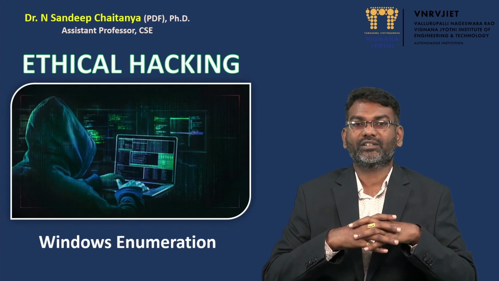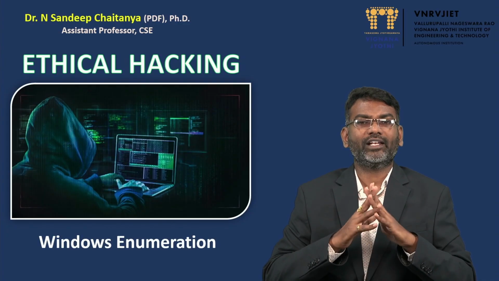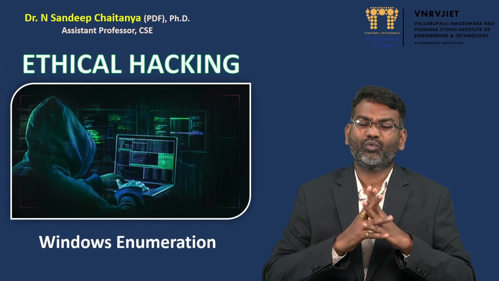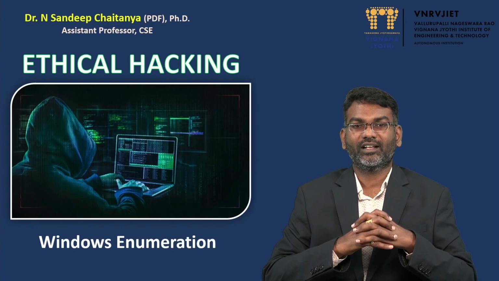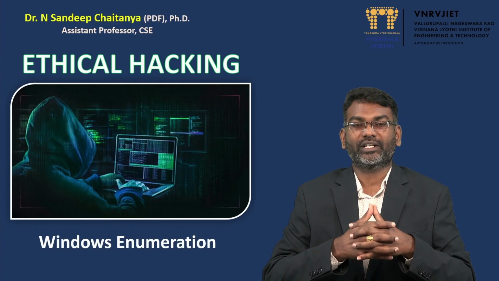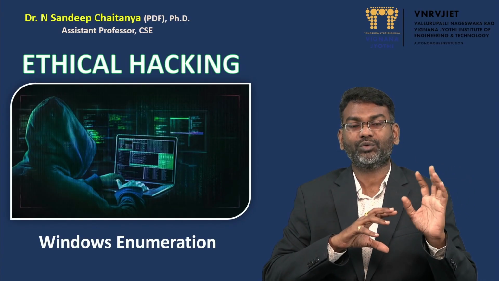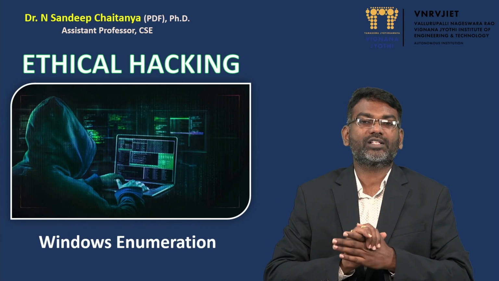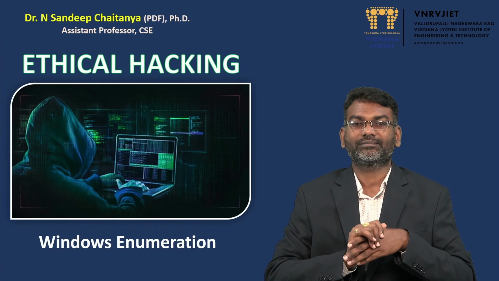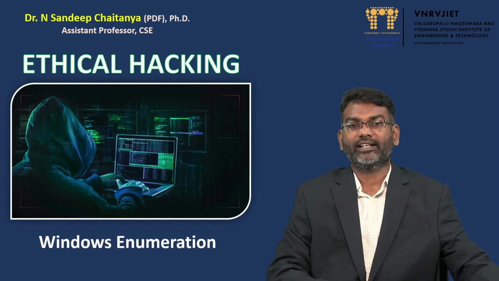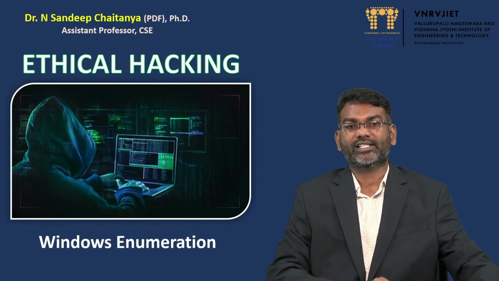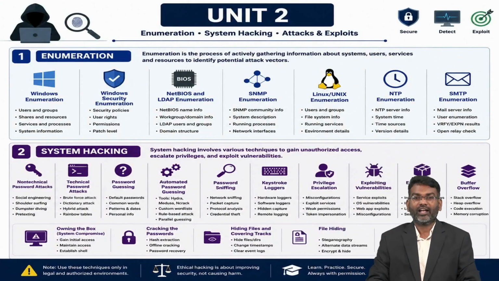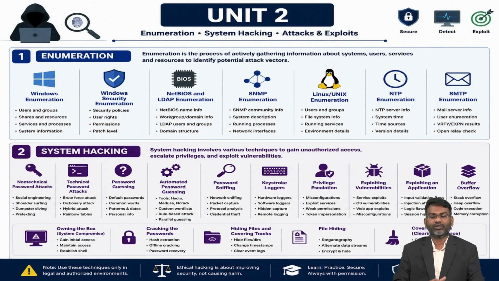So coming to the second unit, today we'll be mainly talking about enumeration. What exactly enumeration is, what is the need for going with enumeration, and how we are going to enumerate the required data from different types of sources. And then we also check how system hacking will be done. So let me go into detail about each individual thing we are going to discuss in the entire second unit. Here you can see the second unit is divided into two parts, enumeration and system hacking.